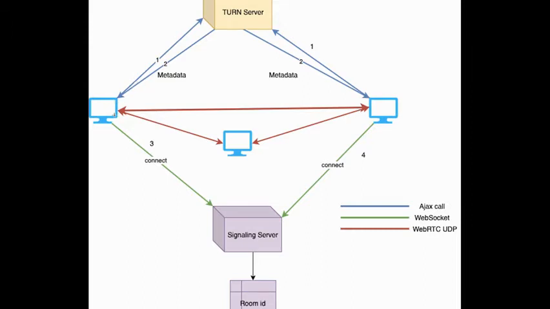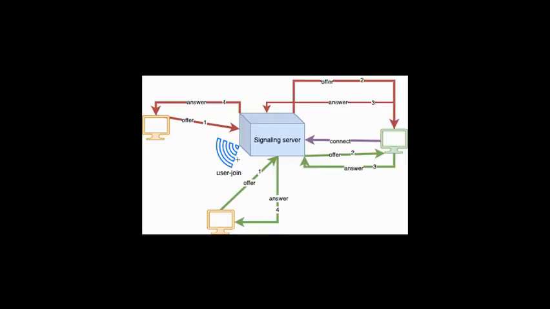Then the clients will connect to a signaling server, and the signaling server will be responsible for maintaining the session between the peers. Suppose we have two peers already connected to each other, so we have two orange peers here connected to each other, and then we have the new green one here who wants to connect to the two peers.